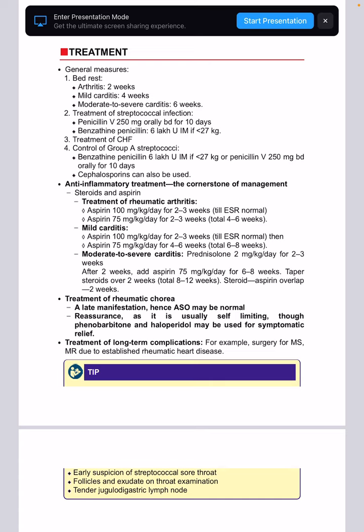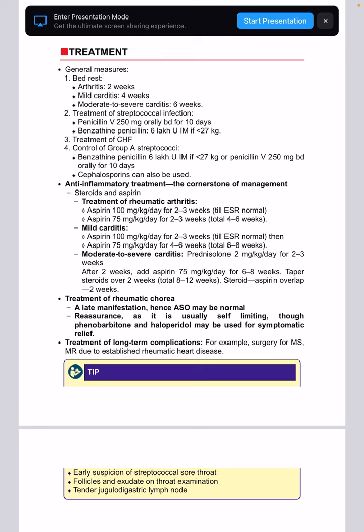Then moderate to severe carditis, you will have to give prednisolone 2 mg per kg per day for 2 to 3 weeks. After 2 weeks, add aspirin 75 mg per kg per day for 6 to 8 weeks. So you'll give prednisolone 2 mg per kg for 2 to 3 weeks, and then you'll taper over 2 weeks, and then you'll add aspirin. Steroid and aspirin overlap for 2 weeks.